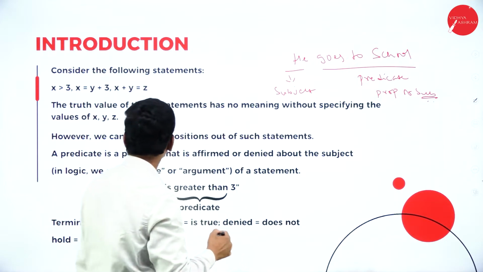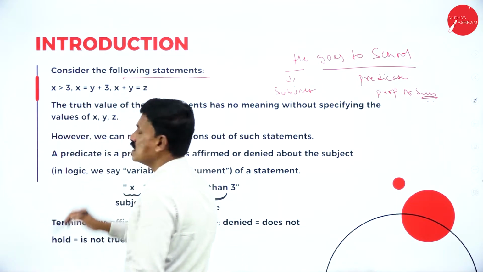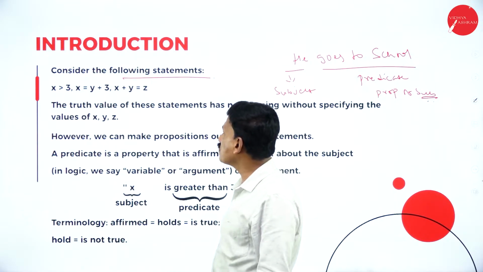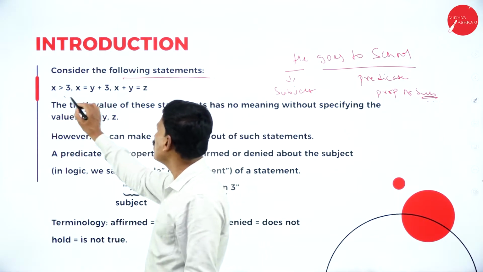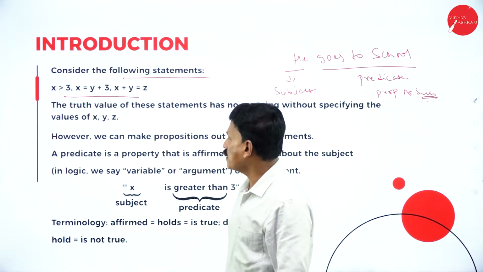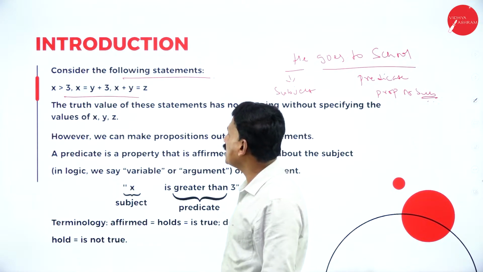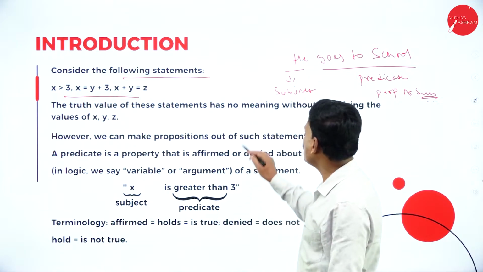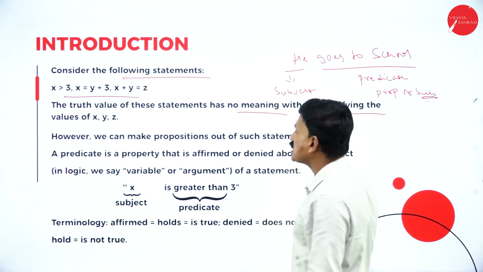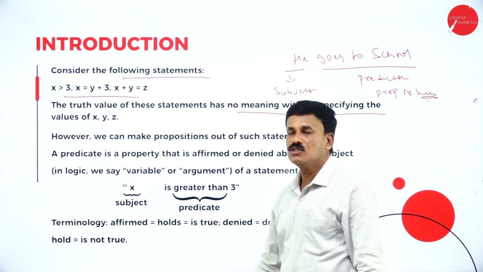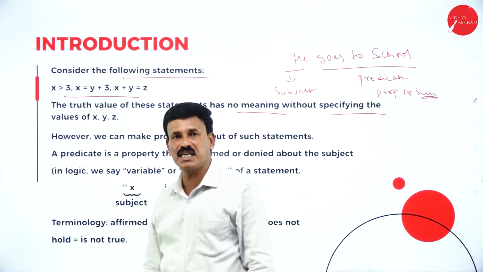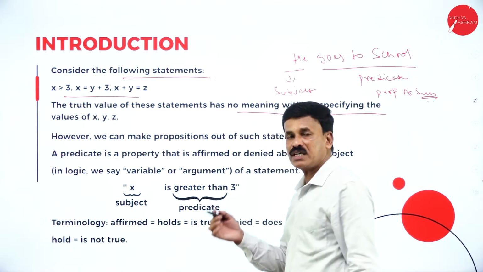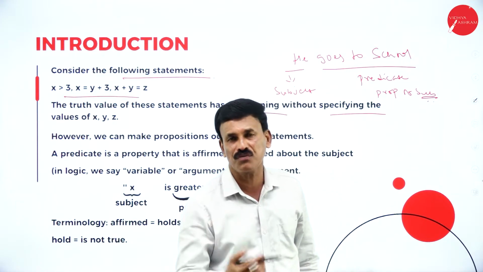Now let us take an example. Consider the following statements. x is greater than 3, x is equal to y plus 3, and x plus y is equal to z. There are three statements. Here the truth values of these statements have no meaning without assigning specific values for x, y and z. Without assigning any values for x, y and z, the statement has no meaning. We cannot say whether the given statement is true or false logically.